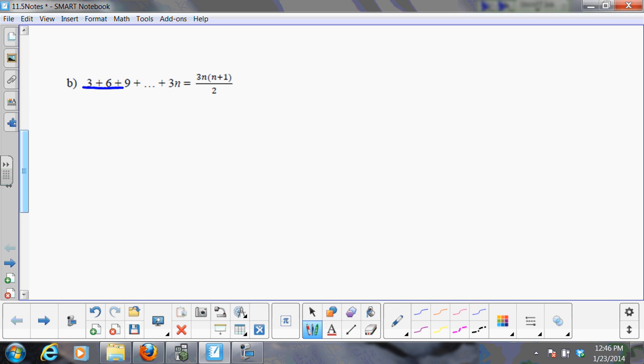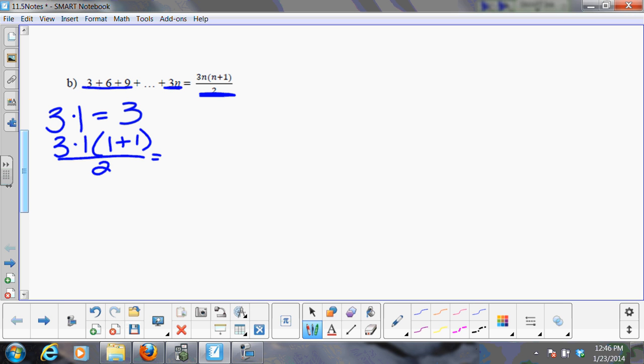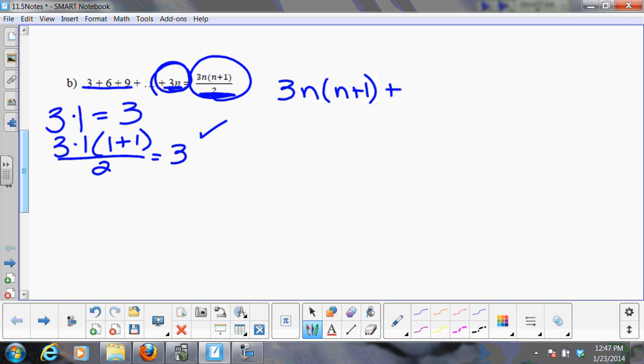All right, so here we have the next one. Here's our sequence. This is the nth term, and then this is what the sum formula is. So I first have to start with 1, plug 1 into the nth term. We get 3, which is true because 3 is the first term. Then 3 times 1, 1 plus 1, all divided by 2. Well, on the top we get 3 times 2, which is 6. 6 divided by 2 is still 3. So we can move forward. All right, so we start with our summation formula right now, as it is. We are going to add the next term.